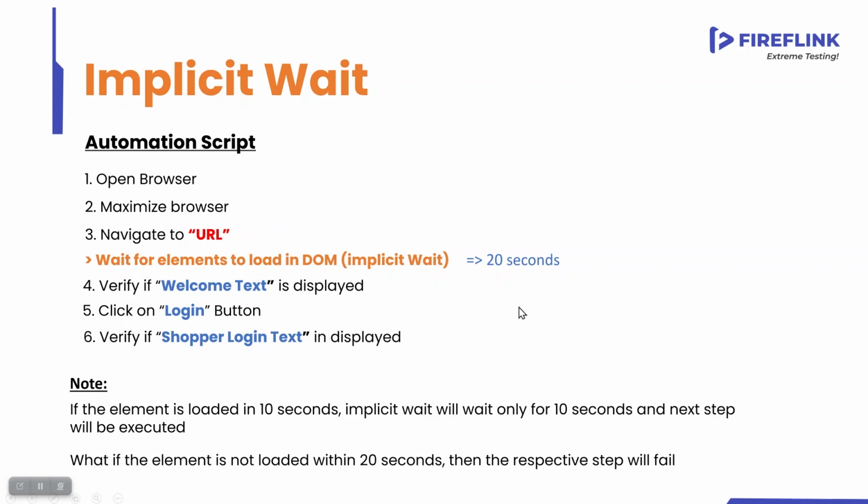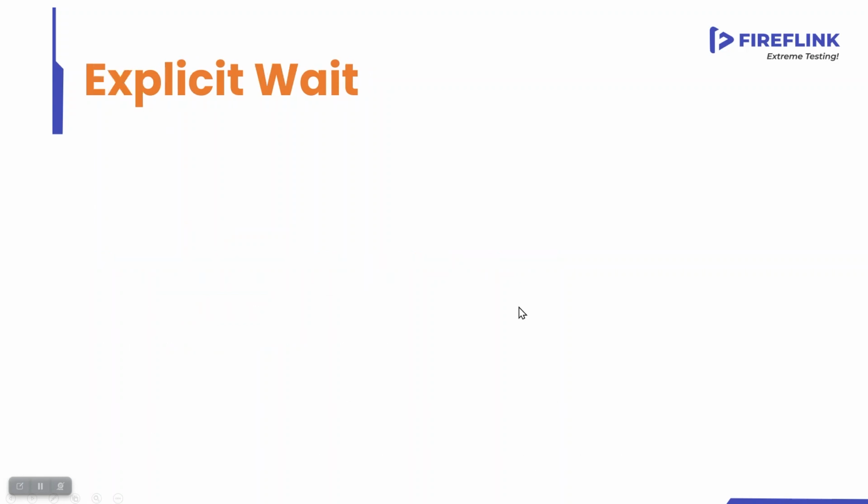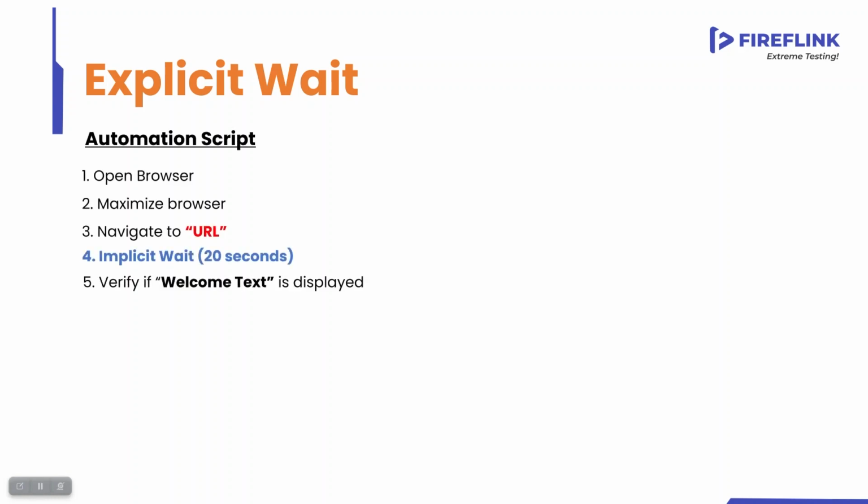Now let us discuss the explicit wait. So what is this explicit wait? Let us take the same scenario where we have written the script for the same registration process, and here if you notice, open browser, maximize browser, navigate to URL, and implicit wait of 20 seconds is given. So now it will wait for this particular welcome text to load and then verify whether it is displayed or not. Right? Now next step, I want to click on this login button.